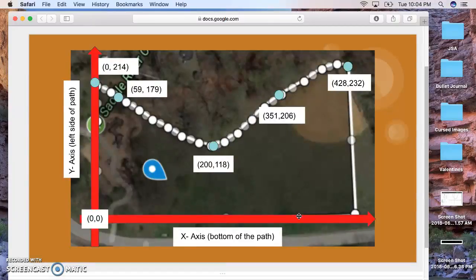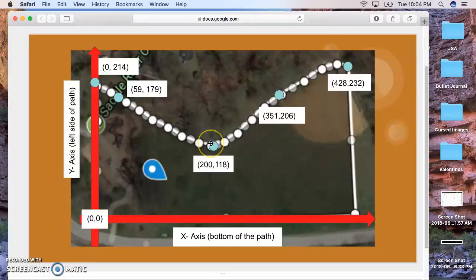So this is just closer up. It shows that the y-axis is on the left side of the path while the x-axis is along the bottom. And it also shows 5 points that I plotted on this new so-called graph. So up here we have 0 on the x-axis, but it's 214 feet ahead. So that would be 214 on the y-axis. Here we have 59 feet into the x-axis and above 179.